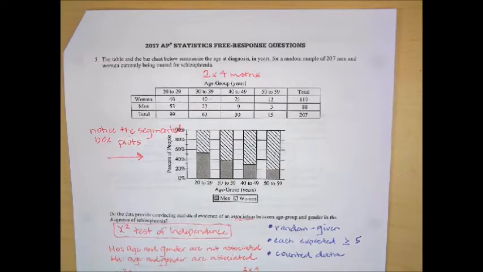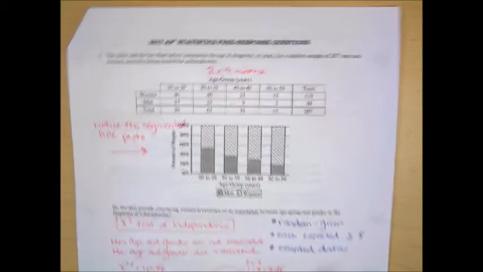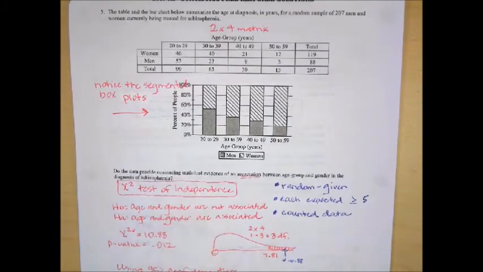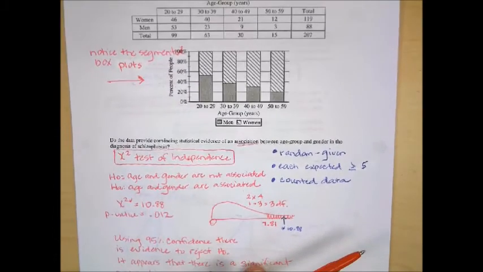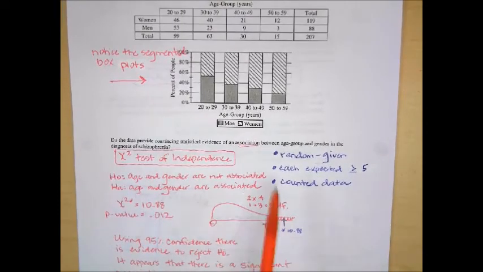But that's just observation. We need some numbers to help us out. So we're going to do a chi-squared test of independence. And I'm going to use the word association because that was the word used in the problem. You can see the null and the alternative. The null hypothesis says age and gender are not associated because they are independent. The alternative says they are associated.